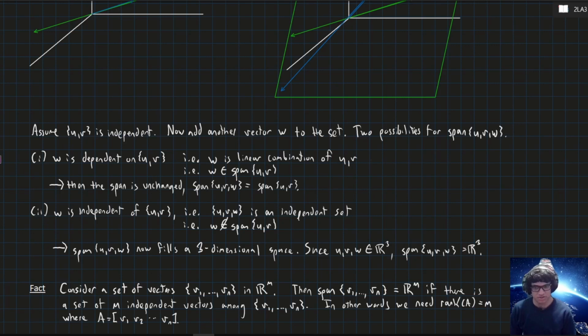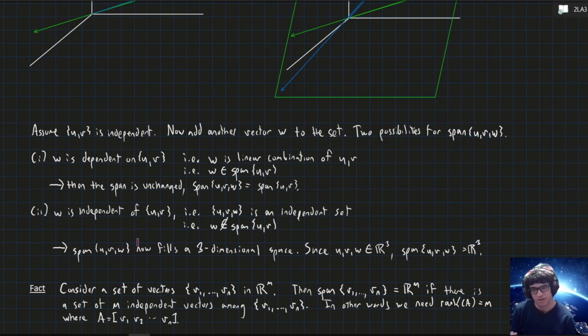Okay, so the lesson is to upgrade our span, that is, to make it bigger, a higher dimension, we need to add independent vectors. Okay, so if we think about u, v, and w, it spans all of R3. Now, if I were to add another vector into this set, say an x, well, that new vector will have to be dependent on u, v, and w.